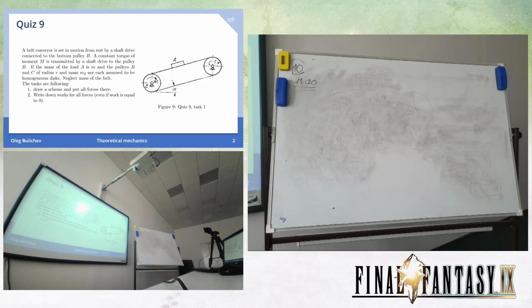What is mass M2? Why M2? It's big of each pulley.